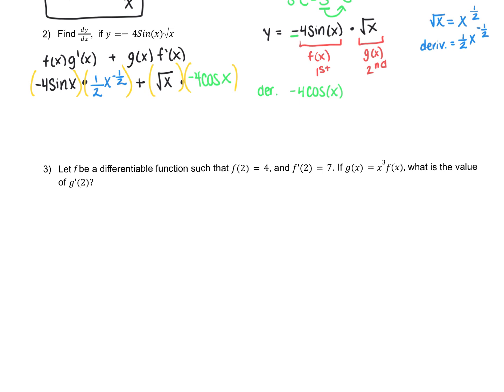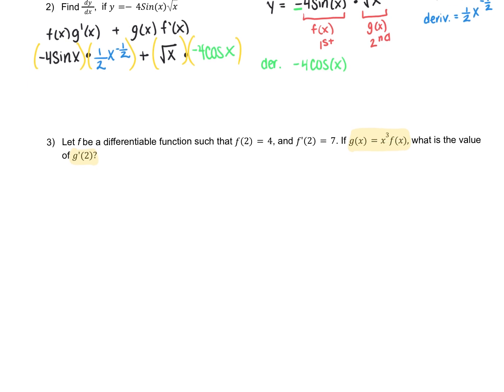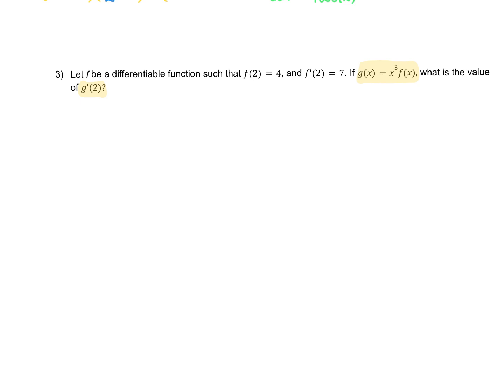And let's just take a look at question number 3. It says, let f be a differentiable function such that f of 2 is 4 and f prime of 2 is 7. If g of x equals this, what is the value of g prime of 2? Well, the first thing you should recognize is that the question is asking for g prime of 2, and they only gave us an original g of x function, so we must take the derivative. So I'm just going to first start by writing down my derivative.